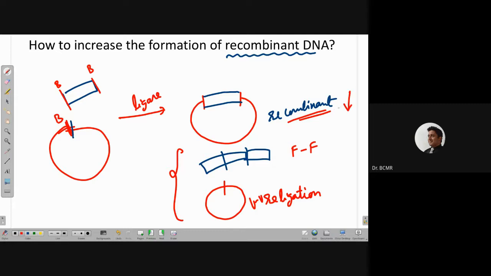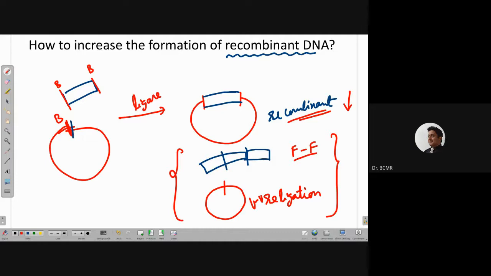So if we want to increase the probability of recombinant formation, we should somehow reduce the formation of fragment-fragment ligation or vector-vector religation. To do that, we have discussed, can anybody say the enzyme that we said is useful in this? How to increase the formation of recombinant DNA in this particular instance of what I am describing right now?